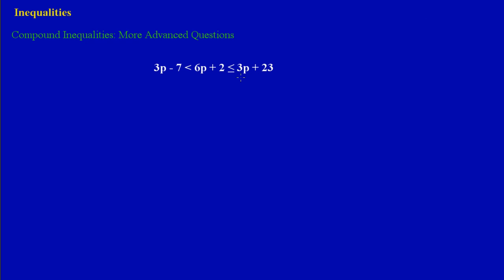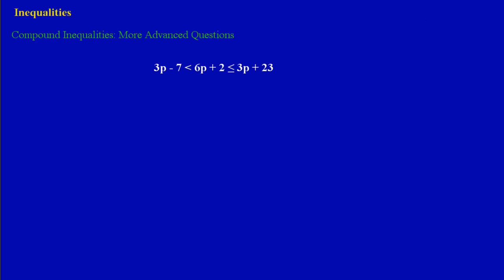In this video, we're going to be looking at more advanced questions on compound inequalities. If you notice the previous questions that we have been working thus far, the variable was only in the middle, between the two inequality signs. However, if we look carefully, we have a variable on the left hand side also and on the right hand side. However, the same principles apply. So let's look at it quickly.